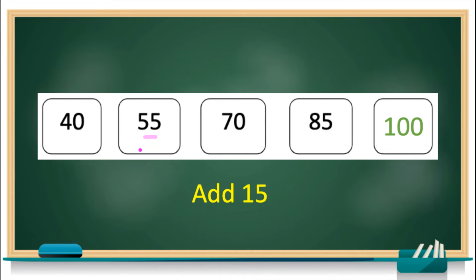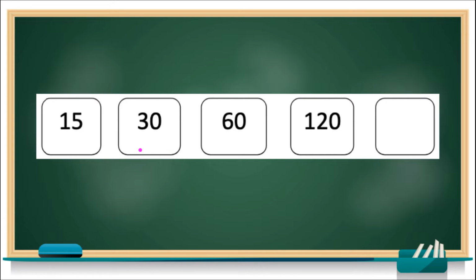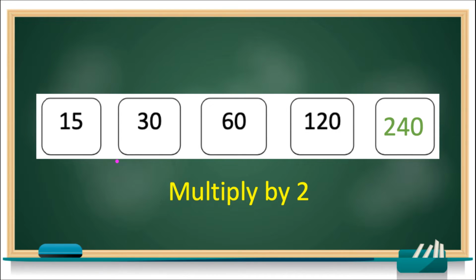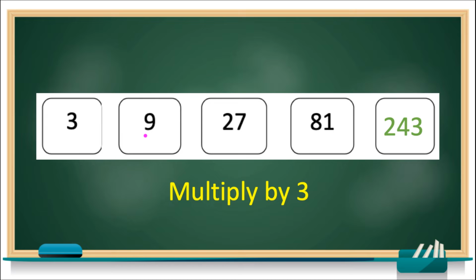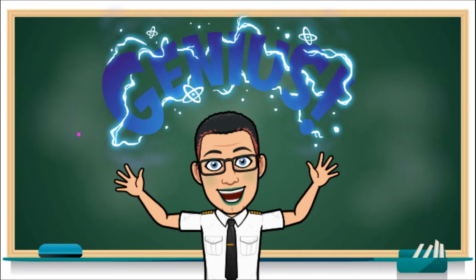You're doing good. How about this one? What is the missing value? 240. Good job. What did you do? You multiply it by 2 or you will double the next value. And for the last one, what is the missing value there? 243. Right. What is the pattern? By multiplying the value by 3. Genius! Good job, everybody! Now that we have refreshed our mind, we are now ready for the next one.